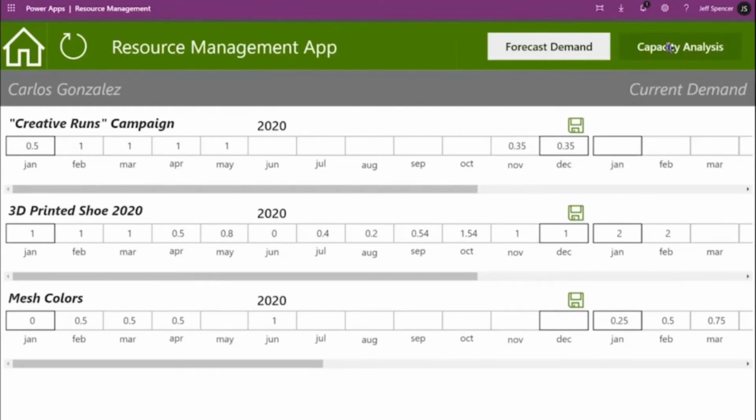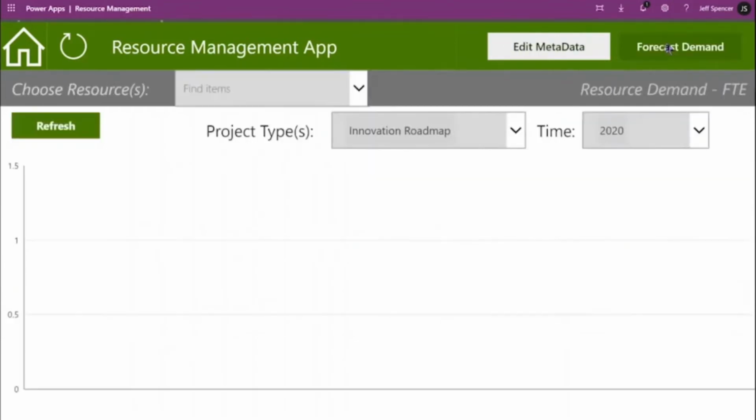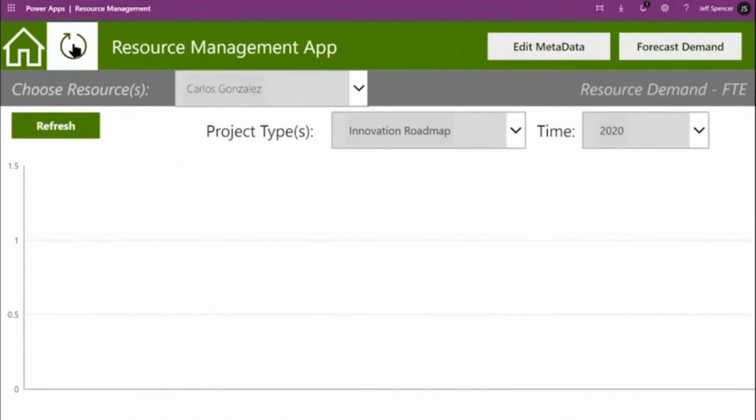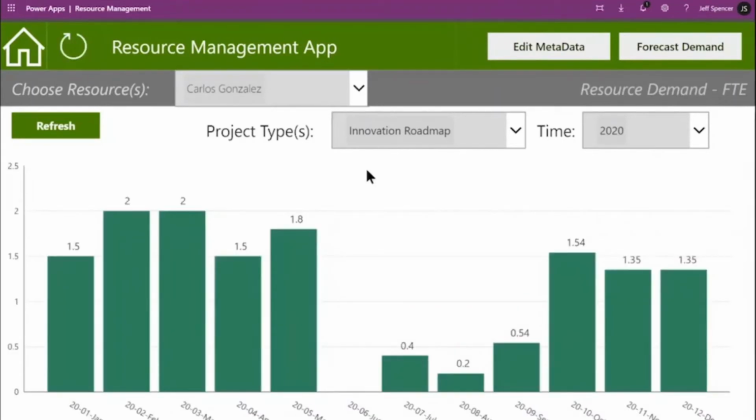If I go up and look at capacity analysis, now I'm going to be able to see what the demand for Carlos looks like over time. And now that we're looking at the total demand graphically, we get a different view of that same data. And I can see that while people have requested 2 Carloses over a couple of months, I've got them really quite overloaded in the first part of the year. I can see that I've got a lag later in the year.